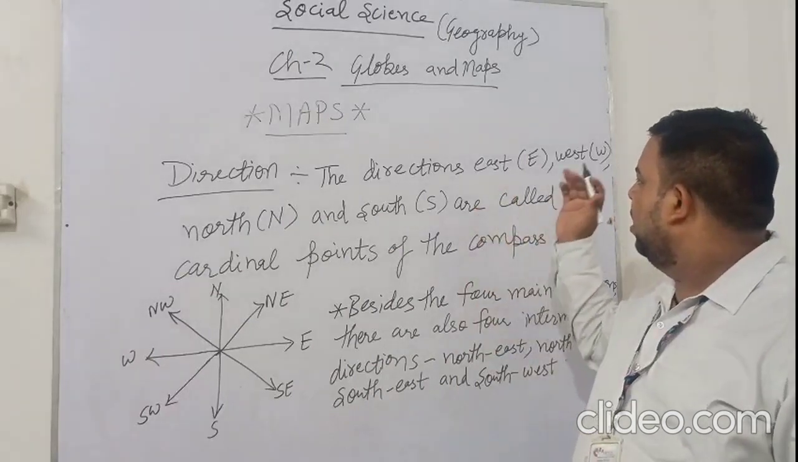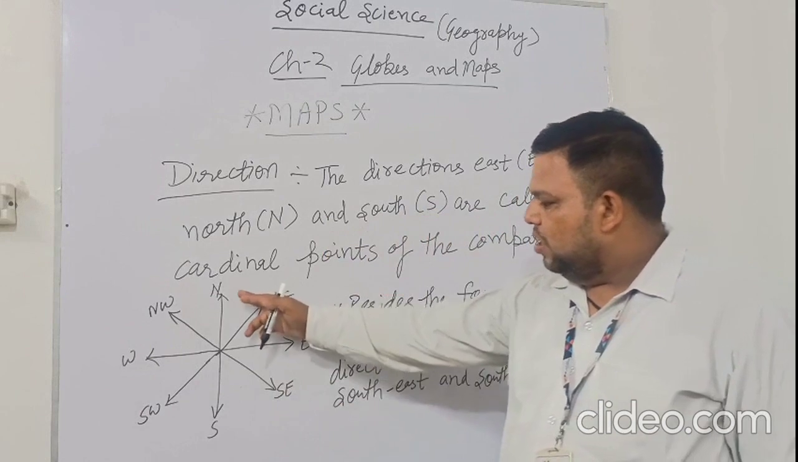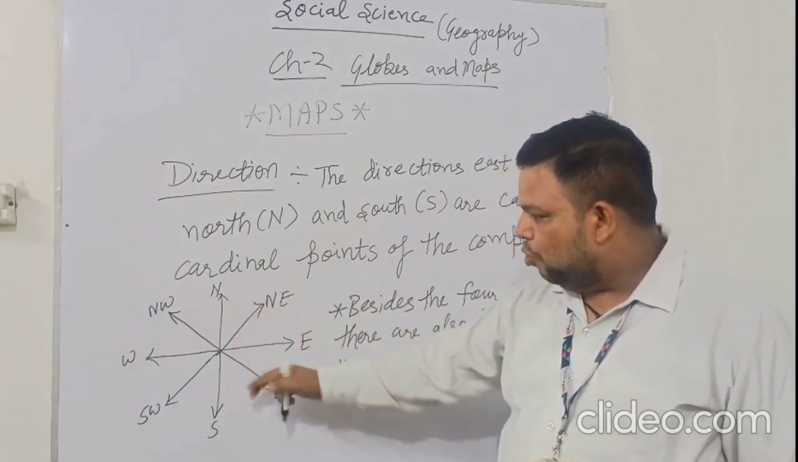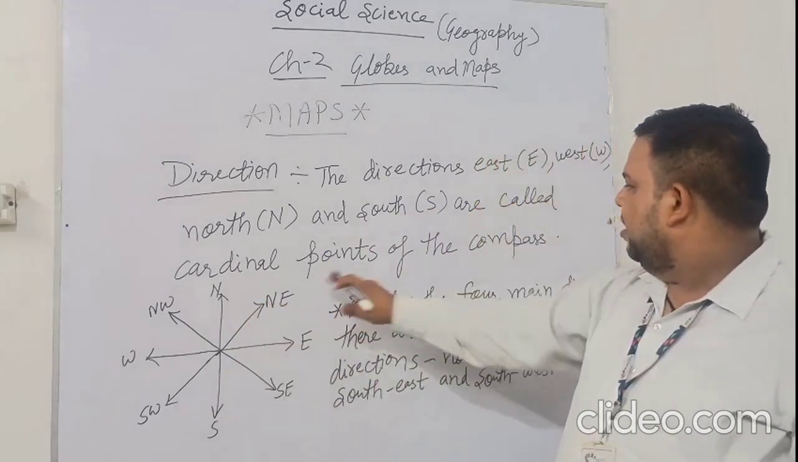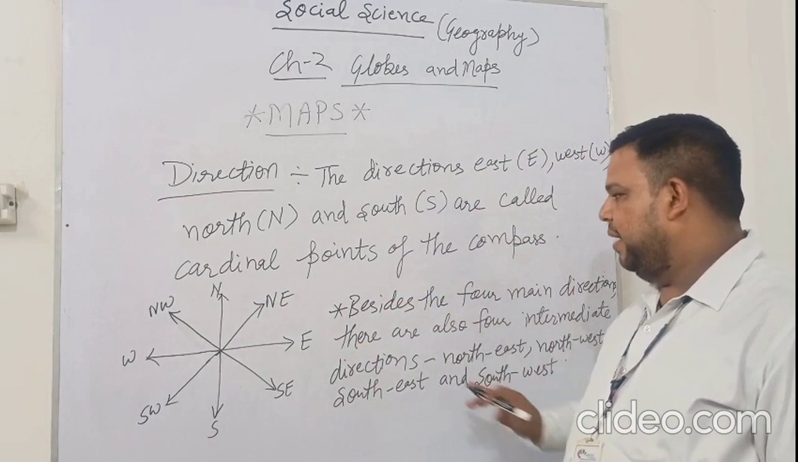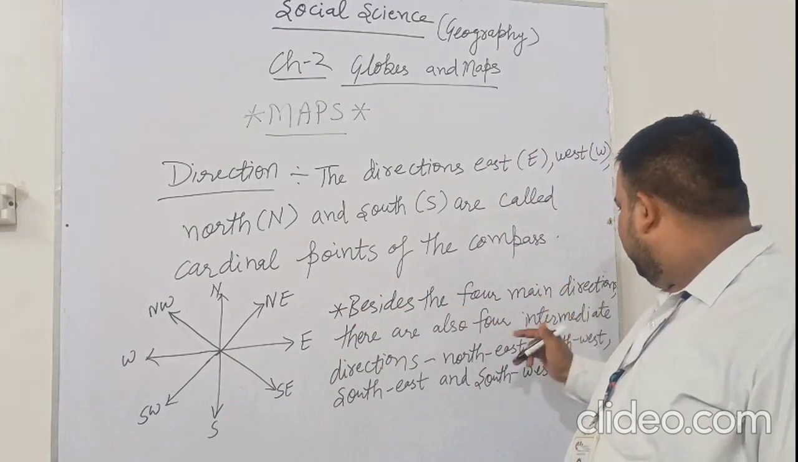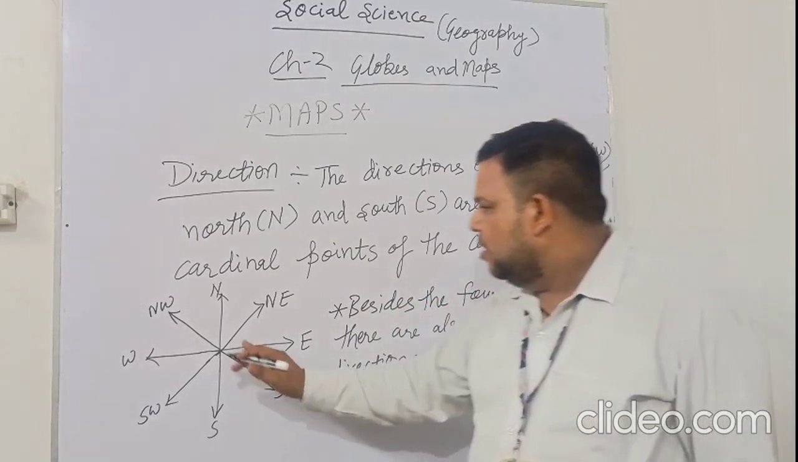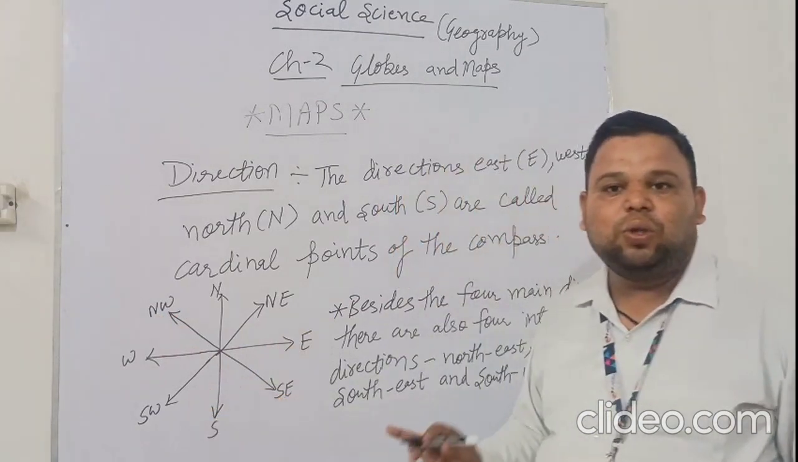The directions: east, west, north, south. The four main directions, north, south, east and west, are known as the cardinal points of the compass. Besides the four main directions, there are also four intermediate directions, that is northwest, northeast, southwest, and southeast.